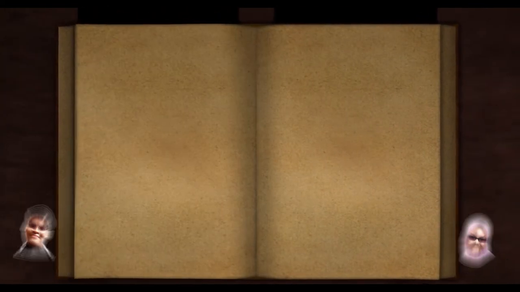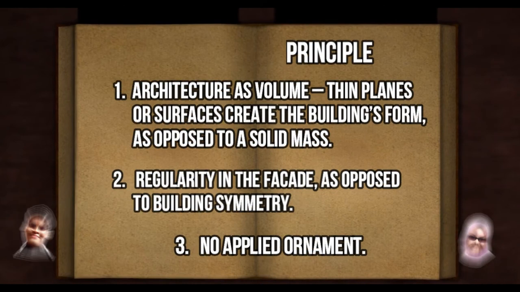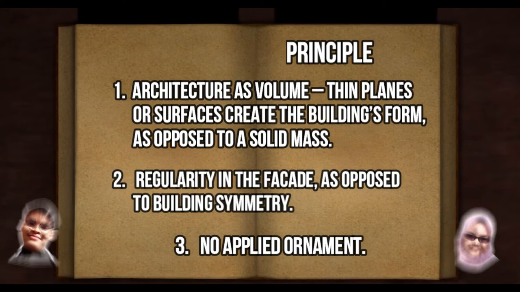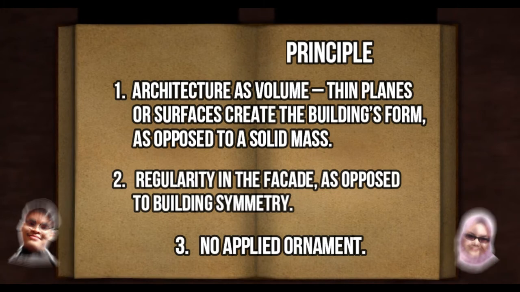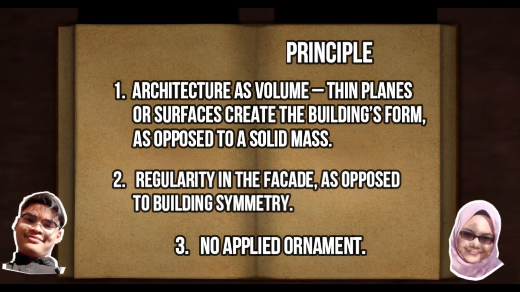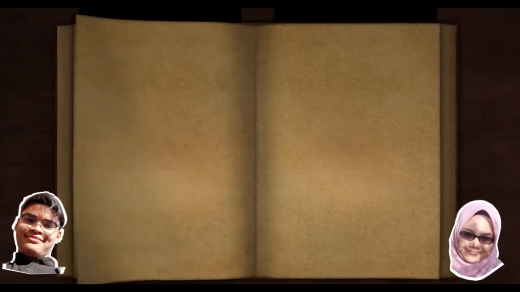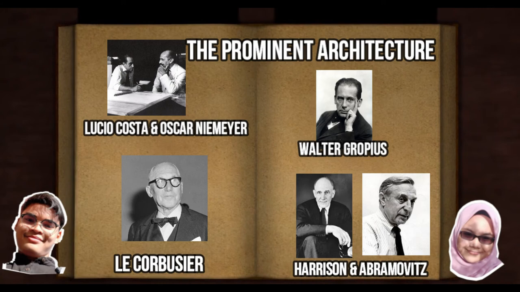So, from what you're telling me, I can conclude that the principal design for international style is architecture as volume. Thin planes or surfaces create the building form, opposite to a solid mass. Second, the regularity in the facade, and last, no applied ornament, right? Yes, here are some prominent architects for additional information.